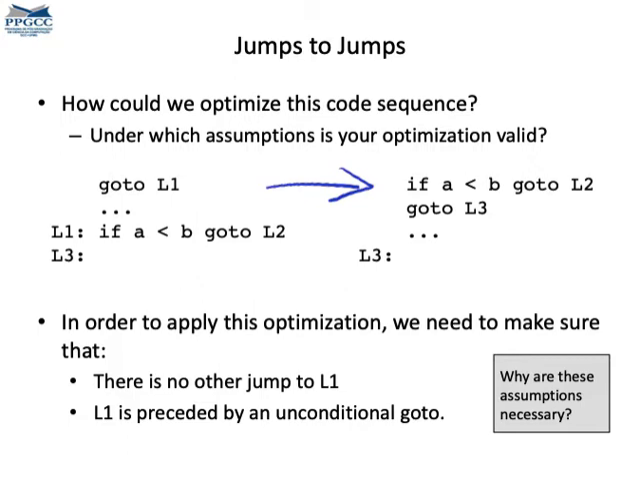So, to move the conditional branch up the instruction stream, we need to make sure that there is no other branch in the program that might jump onto L1. And in this case, that includes the fall-through. So L1 must be preceded by an unconditional go-to. Perhaps you could think a bit on why these conditions are really necessary.